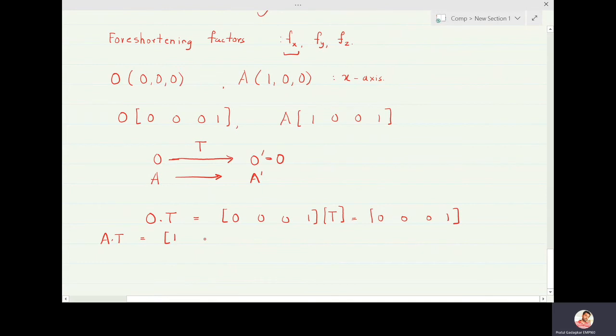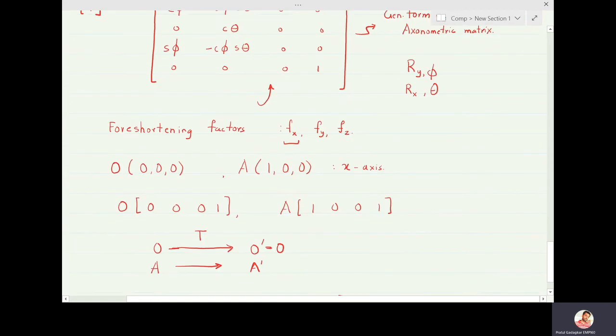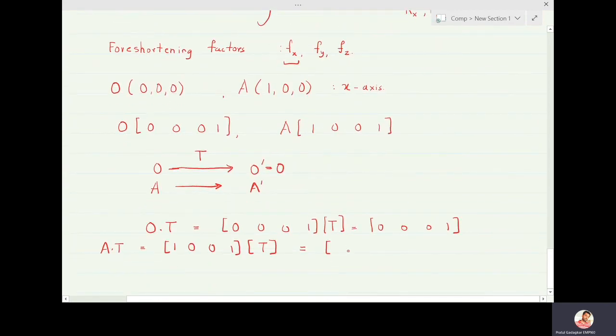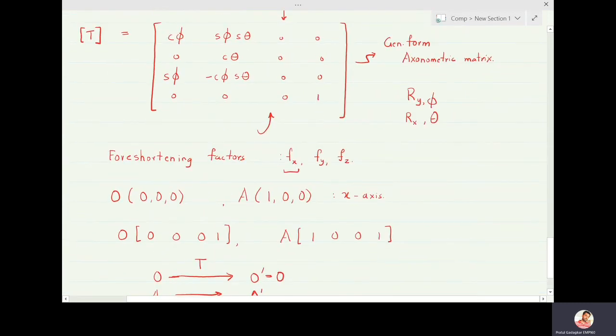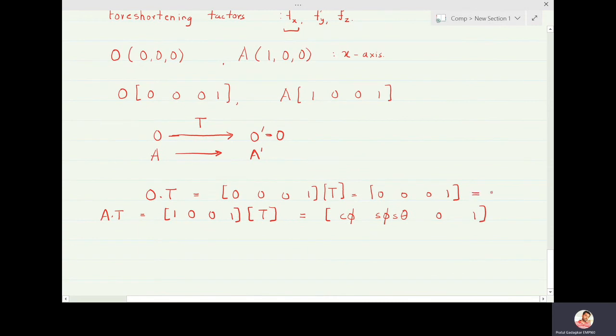A is 1 0 0 1, and if I multiply this by the above matrix, the solution I'm going to get is cos phi, then sine phi sine theta, then 0 and 1. Do you observe what this is? These four entries are exactly the first row of your axonometric projection matrix. So this is your O dash, which is actually O, and this is your A dash.